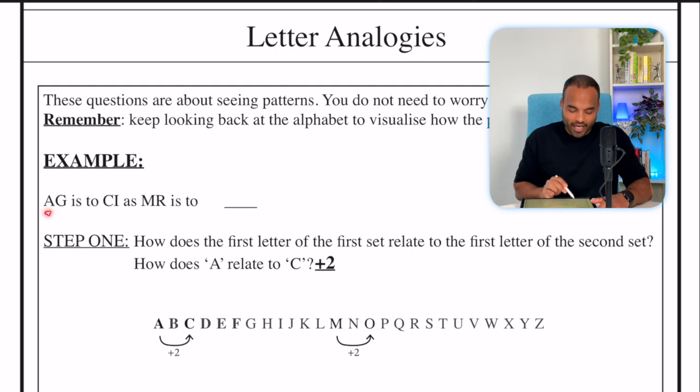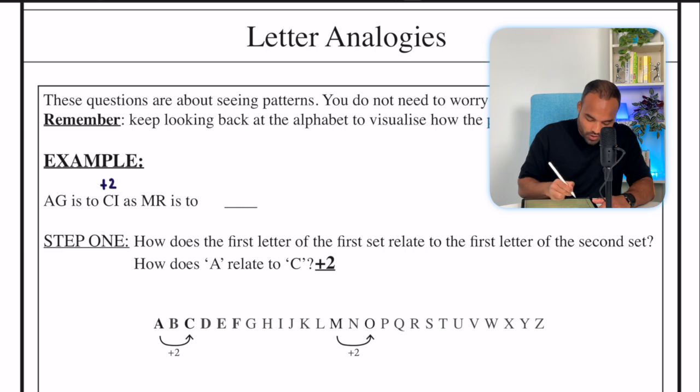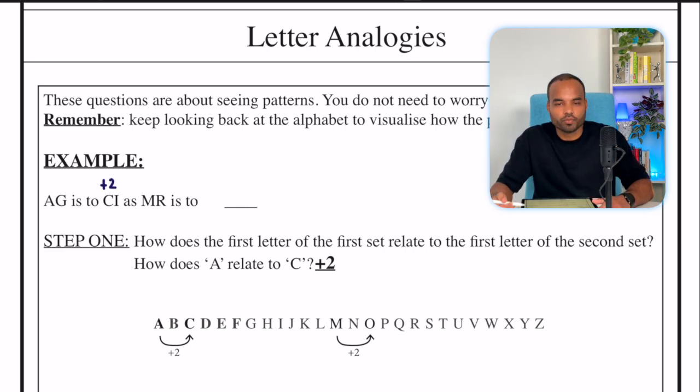So let's start with A and C. How do we get from A to C in the alphabet? Well, we move two places forward. So on top of that C, I'm going to write a +2. I think it's useful to write the pattern above one of the pairs of letters.